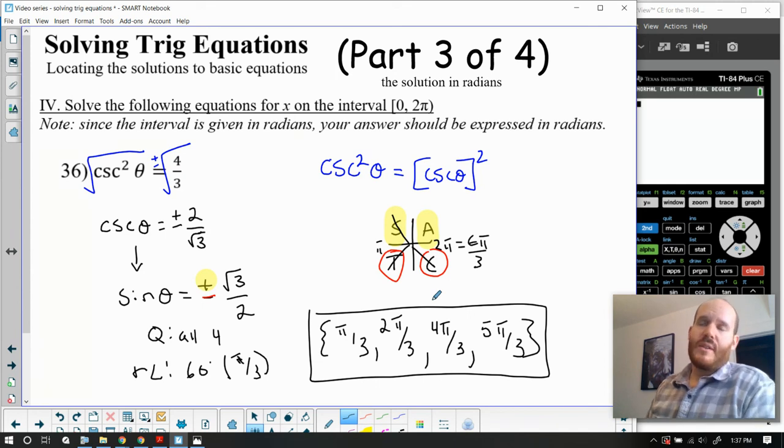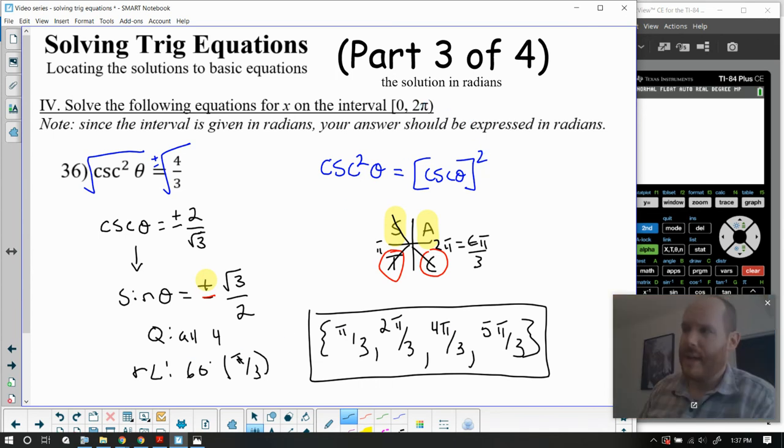In the next part of the series, we're going to look at the general solution. What if I don't give you a specific interval and I ask for all of the possible answers? That's what we will look at next time.